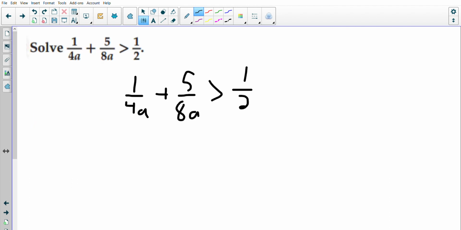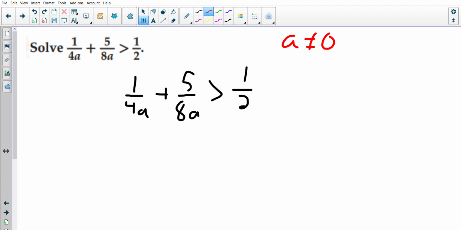So now we have an inequality. Solve 1 over 4a plus 5 over 8a is greater than 1/2. So in this case, what we want to do is actually treat it like it's equal. Just solve it like normal. And there's a few more steps afterwards. So first, again, establish what a cannot be. So a cannot be equal to 0. We're going to need that later. This is going to be even more important.